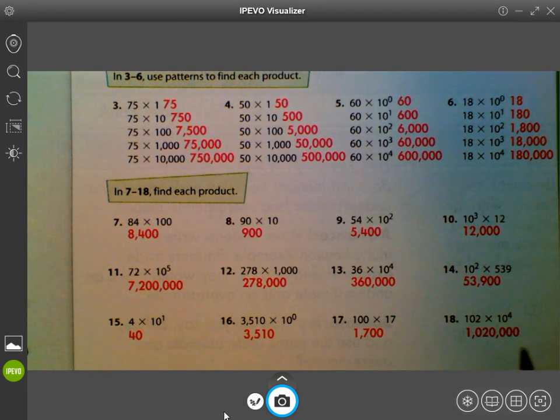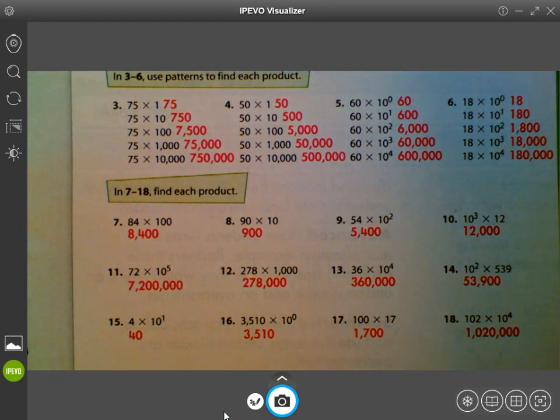And then 18, I know it's a little blurry on my smart board, but that's 102 times 10 to the fourth power. So that's the same as 102 times 10,000. And so if you multiply those, you should get 1,020,000.